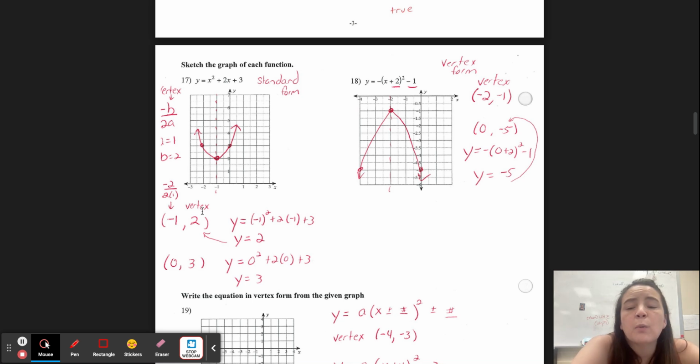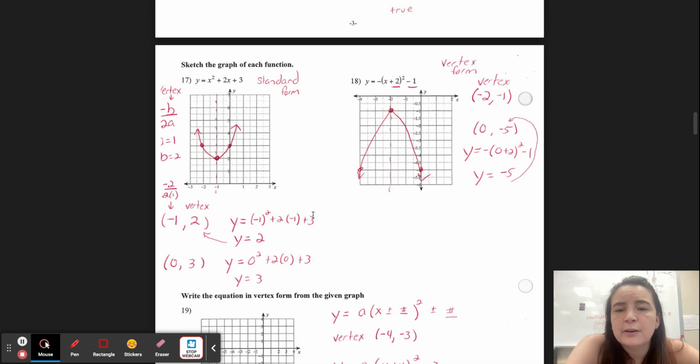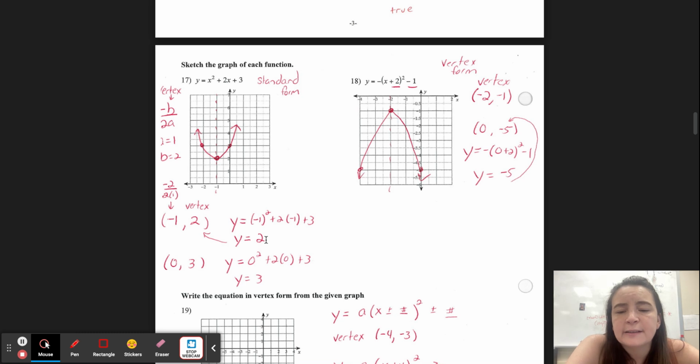But I still need to know what y is. In order to figure out what y is, I take my x and plug it in the original equation. So that's what you see me doing here. I took the original equation and plugged negative 1 in for x. I solve that and I get y is 2. This is going to be your vertex. That's going to be the first point that you graph. So you plot that.